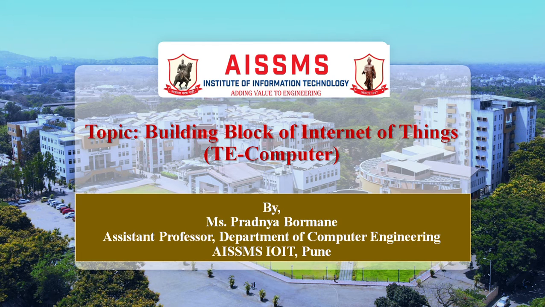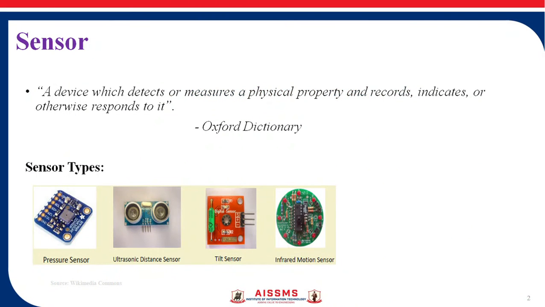For today's topic, Building Blocks of Internet of Things. Today, I am going to discuss two building blocks of IoT, that is Internet of Things. One is a sensor and the second is an actuator. So, sensor. What is a sensor? A sensor is a device which detects or measures a physical property and records, indicates, or otherwise responds to it. This is the definition given in the Oxford Dictionary.